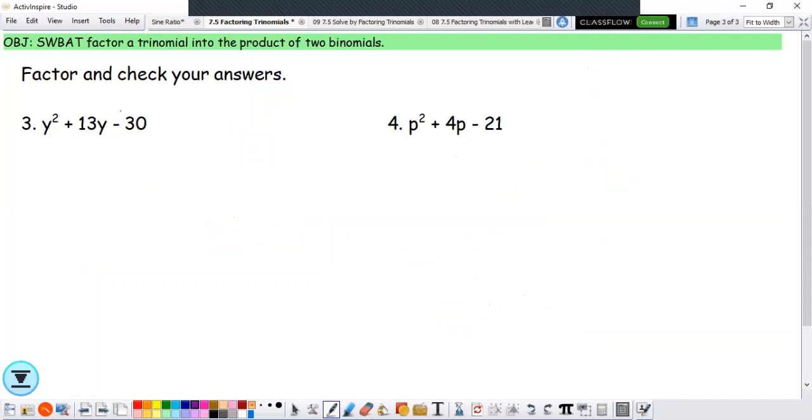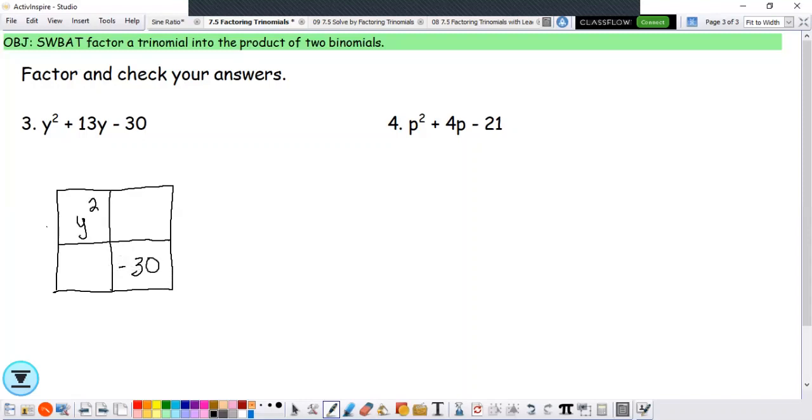Here we have the constant term is negative, while the middle term is positive. So if we think about the constant term is negative, keep in mind we're multiplying two numbers to give us a negative 30. That means that one of the numbers is going to have to be negative and the other number is going to have to be positive.